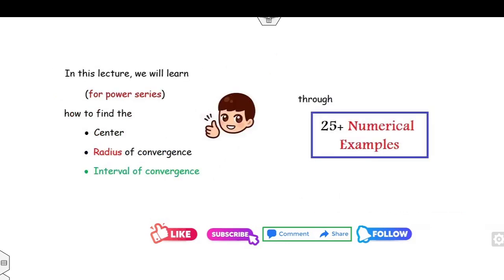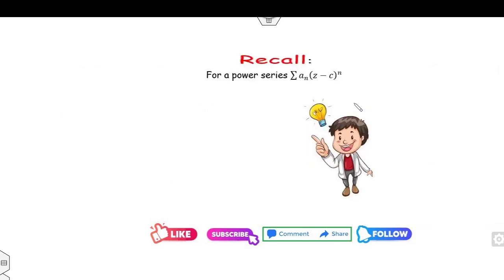Now, in this lecture, we will see how we can find the center of the power series, how we can find the radius of convergence, and how we can find the interval of convergence through 25 plus numerical examples. I am very sure that at the end of the video, you will be very satisfied after watching these videos.